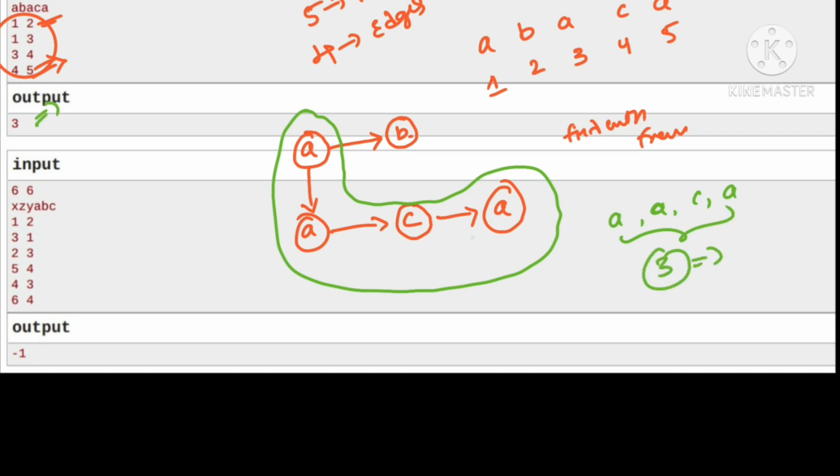So because A is repeating 3 times, this is the answer. And if you take this path, you might think, why shouldn't I take this path? If you take this path, the path is now AB, and the maximum frequency is only 1, right? So this is not maximum, so you cannot take this path.